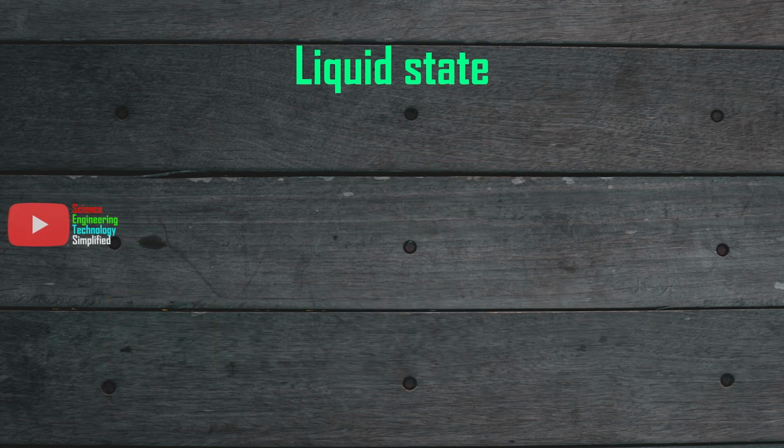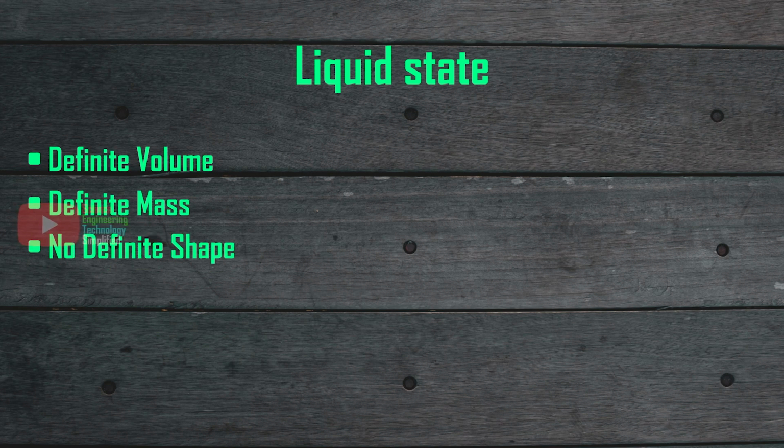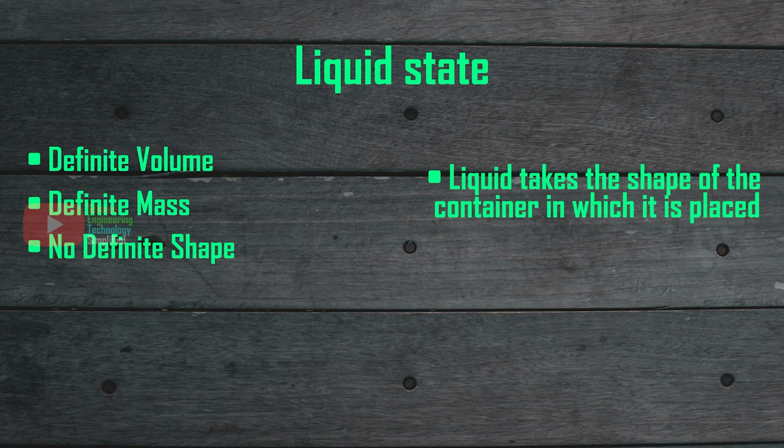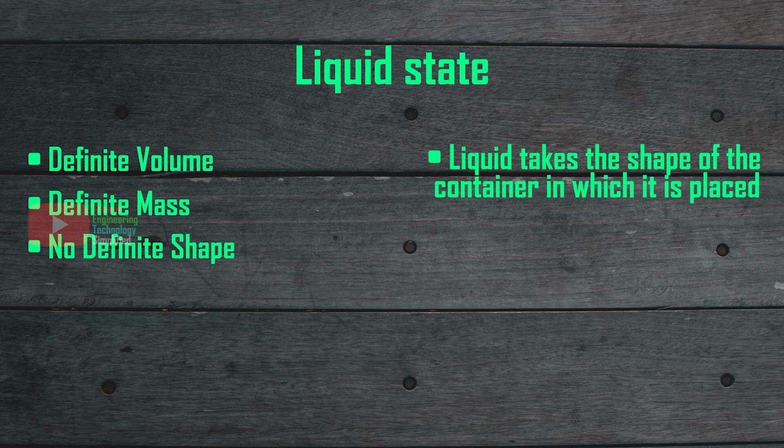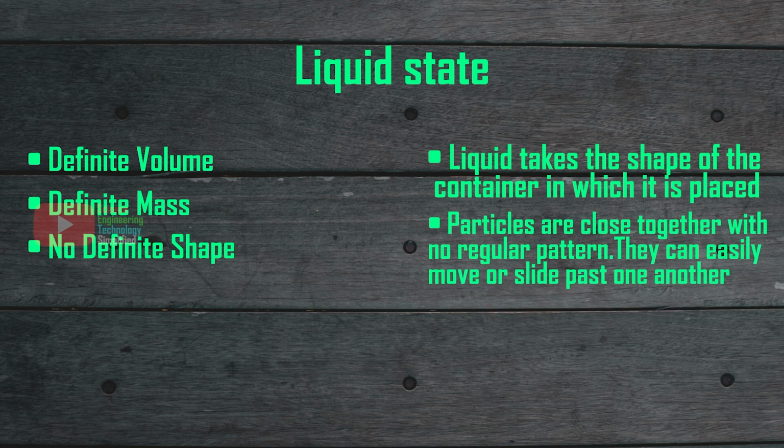Liquid state. The matter in the liquid state possesses a definite volume, and a definite mass, but no definite shape. It takes the shape of the container, in which it is placed. Particles in the liquid state are close together, but with no regular pattern. They can easily move or slide past one another.